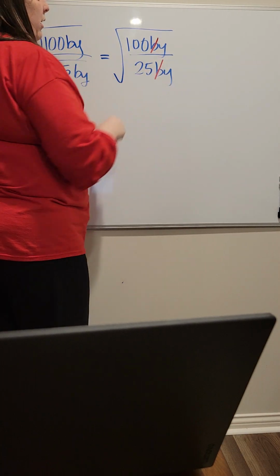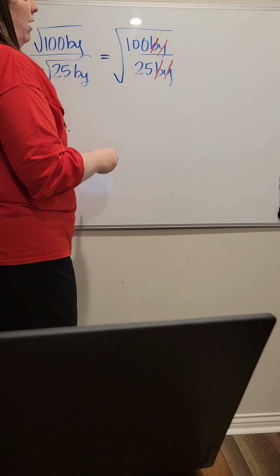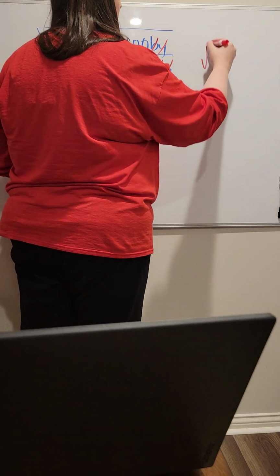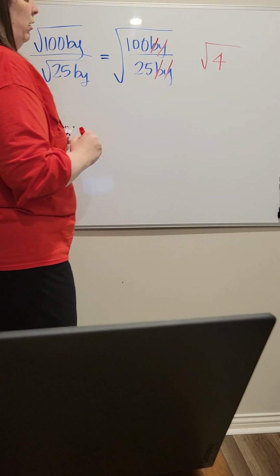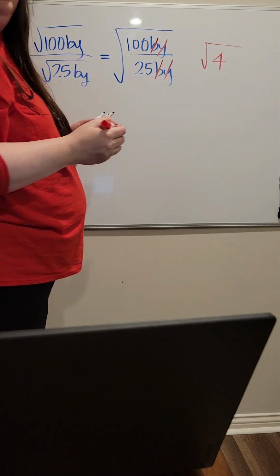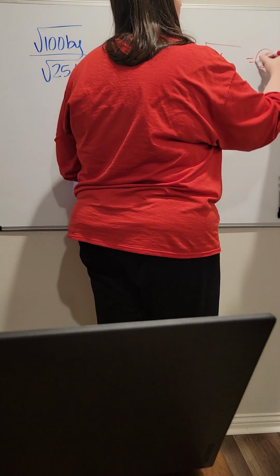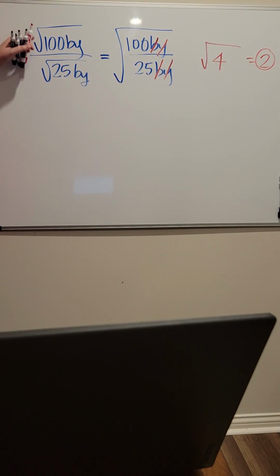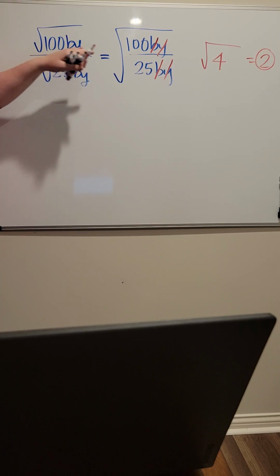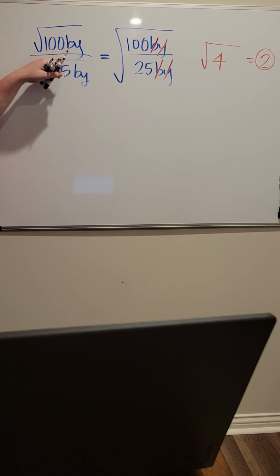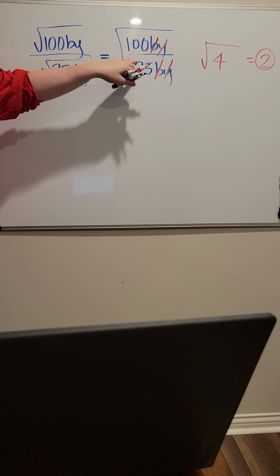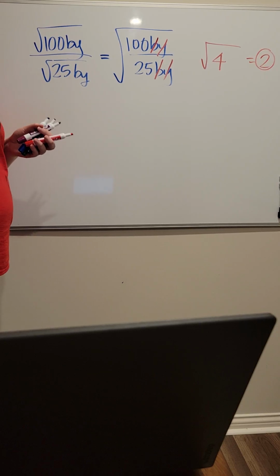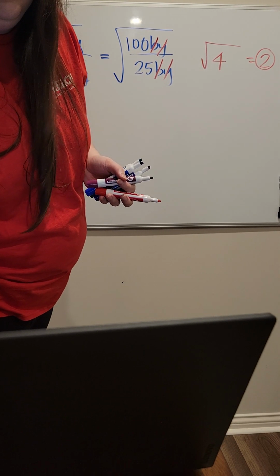So like b cancels with b, y cancels with y. 100 divided by 25 is 4. And then your answer is just very simply 2. So instead of trying to deal with all of this up front with the big numbers, it's perfectly legal in math to do what I did by putting it together, simplifying, and then just taking the square root of the smaller number.